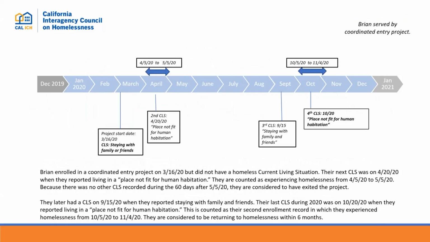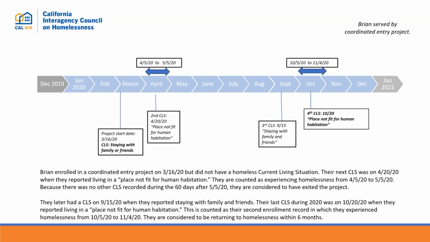In the next example, Brian enrolled in a coordinated entry project on March 16th, 2020, but did not have a homeless current living situation or prior living situation collected. Their next CLS was on April 20th, when they reported living in a place not fit for human habitation. They are counted as experiencing homelessness from April 5th to May 5th, 2020. Because there were no other CLS recorded during the 60 days after May 5th, 2020, they are considered to have exited the project as of May 5th.